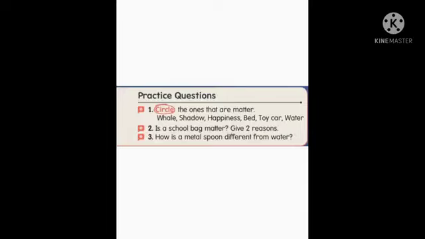Children, here you can find the content book PQs, practice questions. See the first question. Circle the ones that are matter: whale, shadow, happiness, bed, toy car, water. From these you have to circle the ones called matter. Now the second question: Is a school bag matter? Give two reasons for your answer. See the third one. How is a metal spoon different from water?